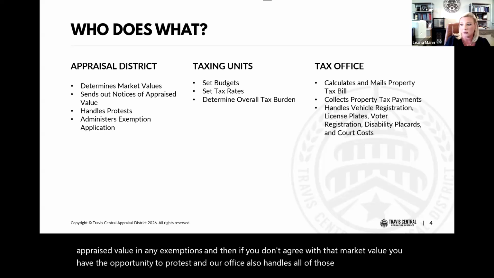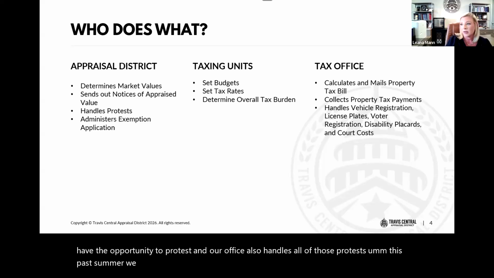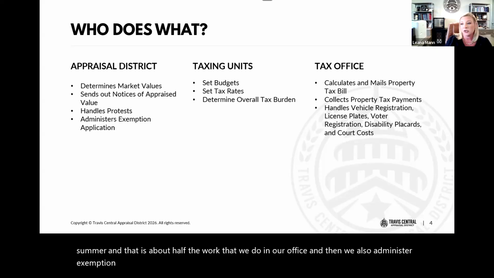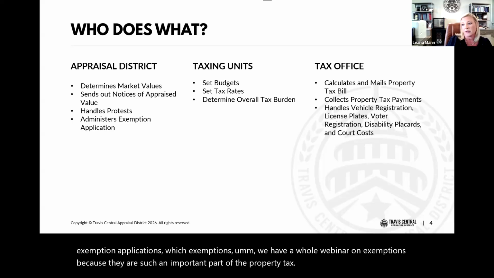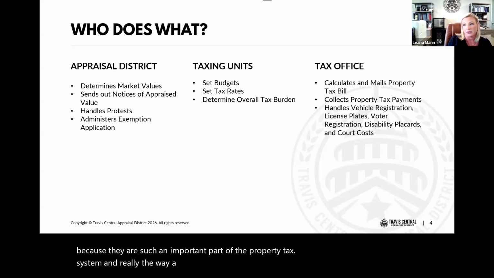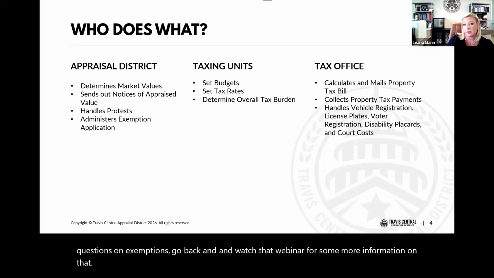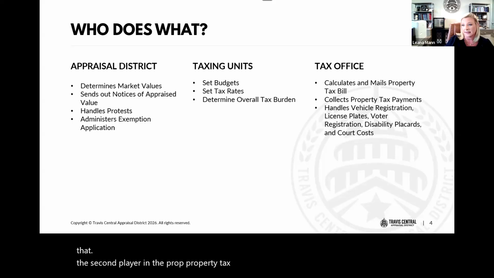This past summer, we handled 220,000 protests. So we get a large volume of protests every summer, and that is about half the work that we do in our office. And then we also administer exemption applications. We have a whole webinar on exemptions because they are such an important part of the property tax system, and really the way a property owner can directly impact their tax bill. So if you have questions on exemptions, go back and watch that webinar for some more information on that.